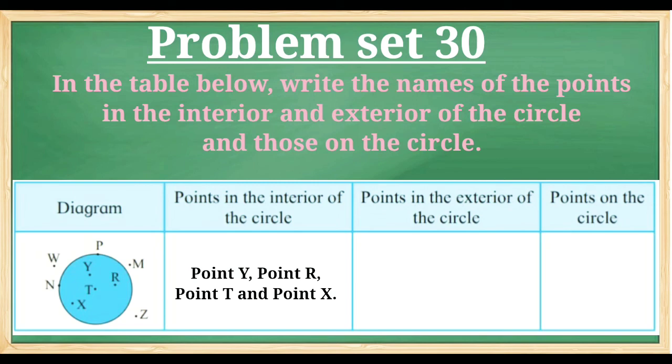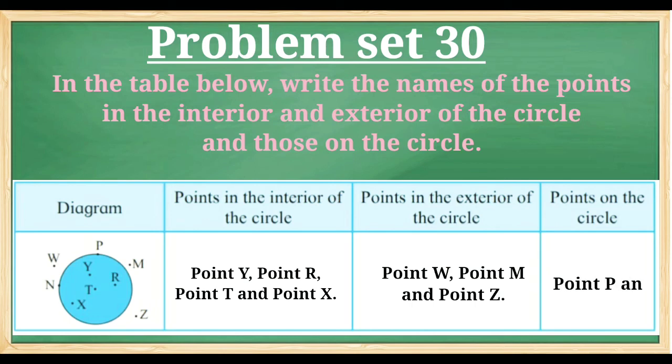The points on the exterior of the circle are point W, point M and point Z. And the points on the circle are point P and point N. That's it. Our table is complete. It's quite easy. I hope all of you understood it.